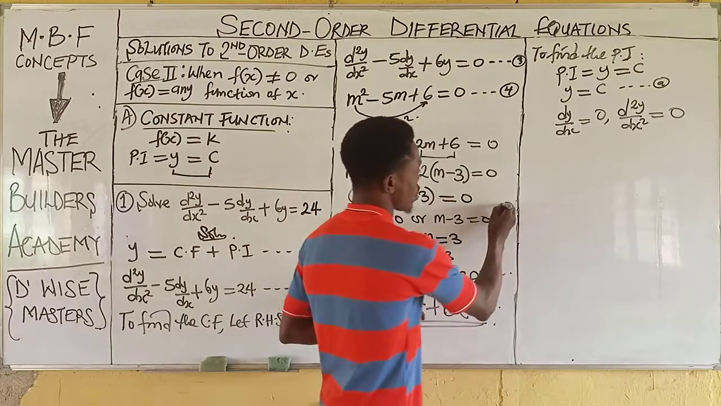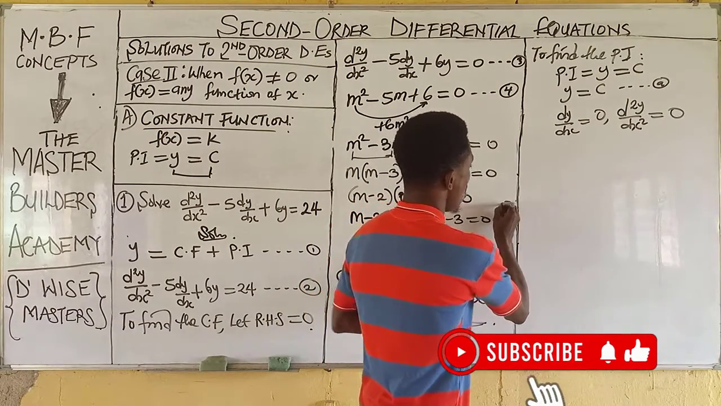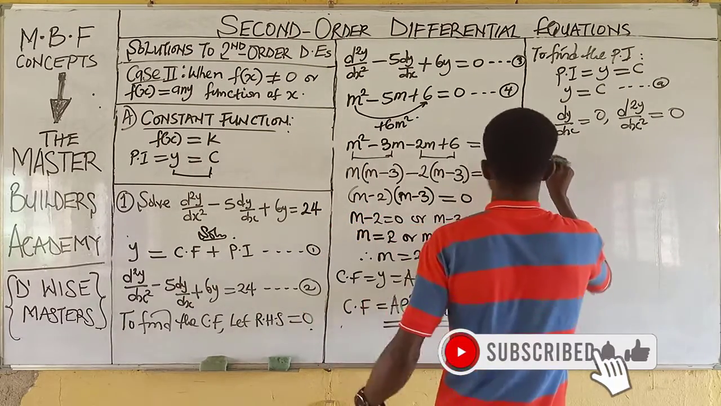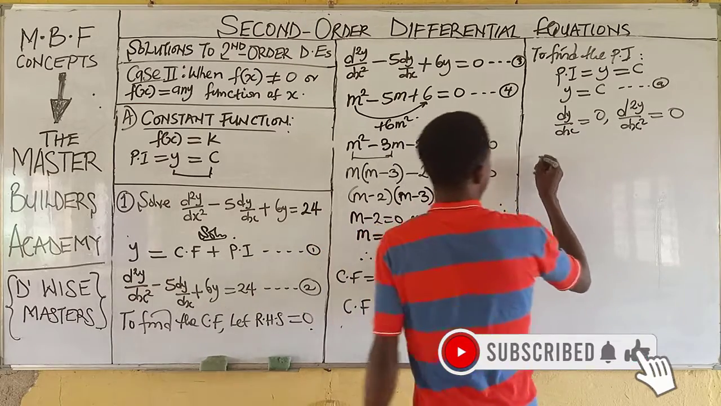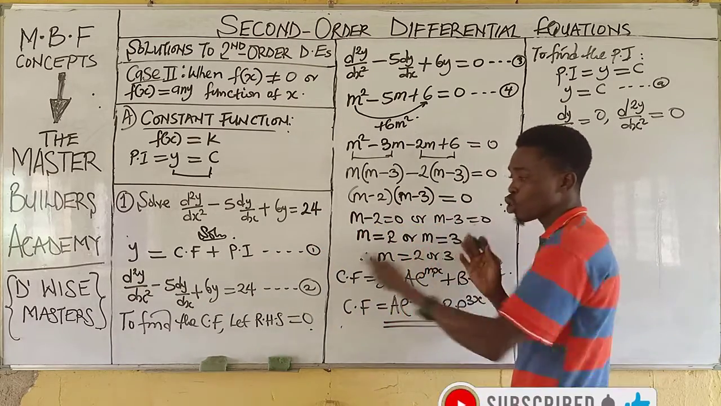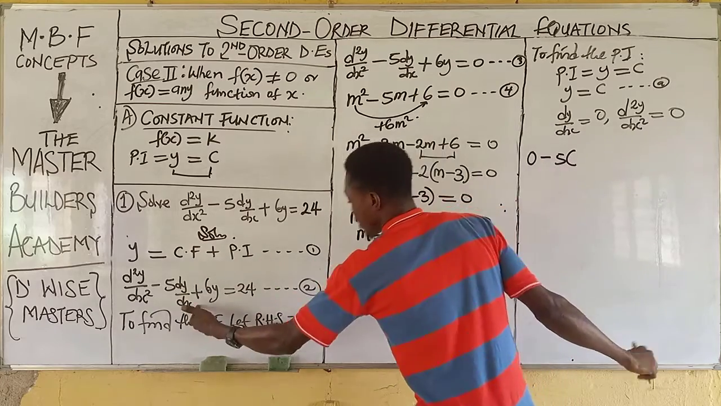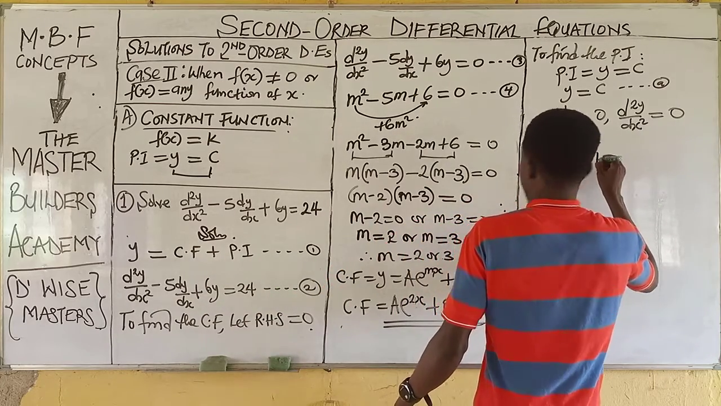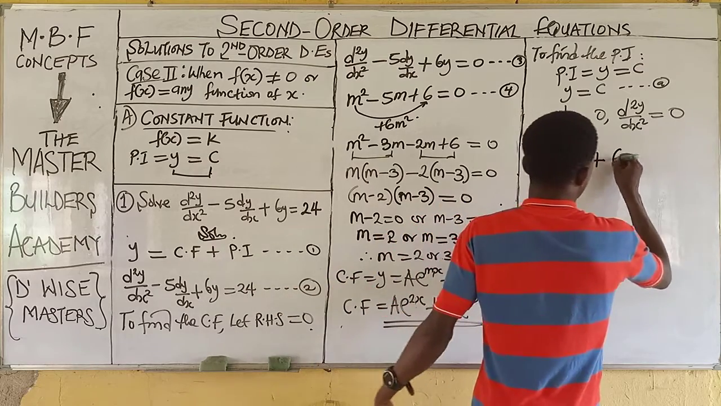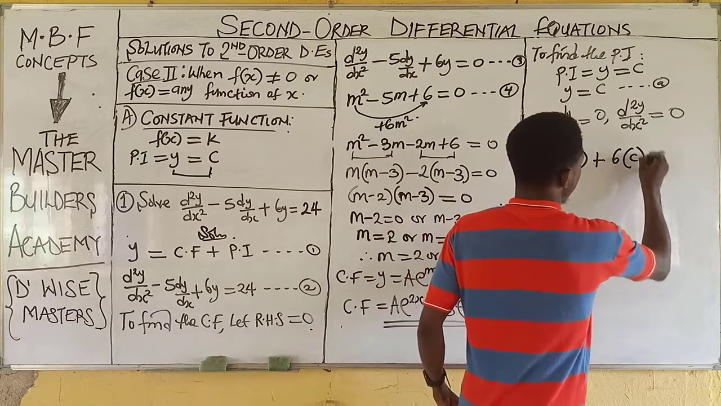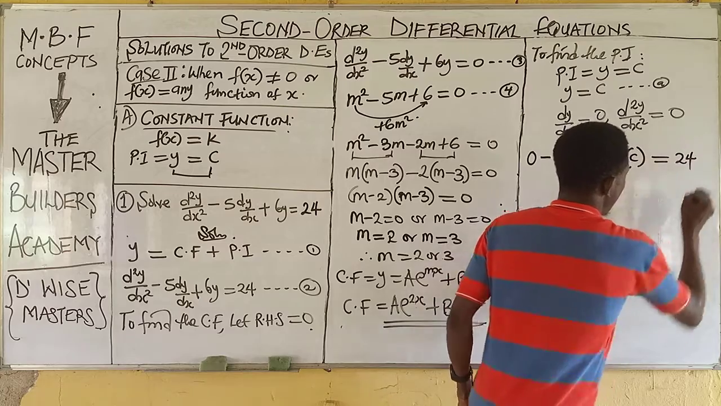Okay, if this is understood, guys, what do we do here? All we just need to do now is to come here. The value of this first term is 0. We are substituting into equation 2. Then minus 5 multiplied by dy over dx is also 0. Then plus 6 multiplied by y. And what is y? y is c. Then the right hand side is 24.